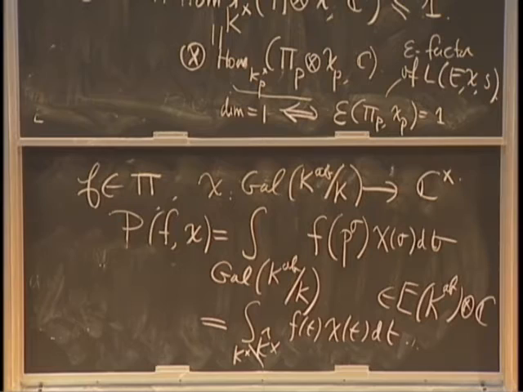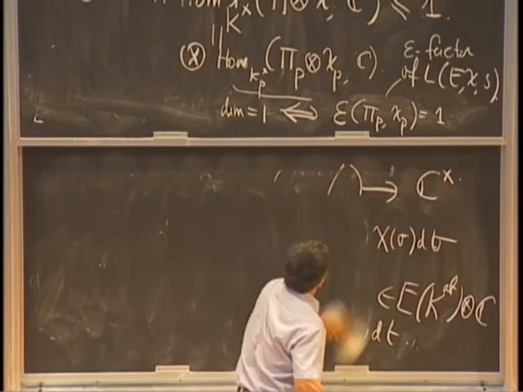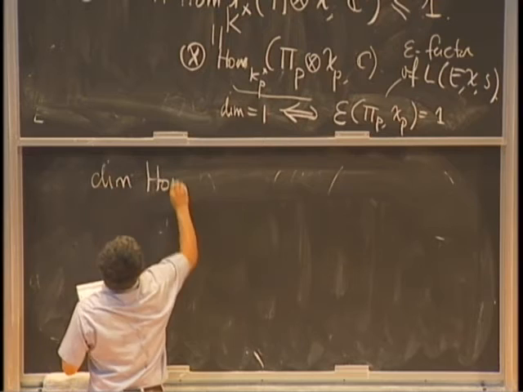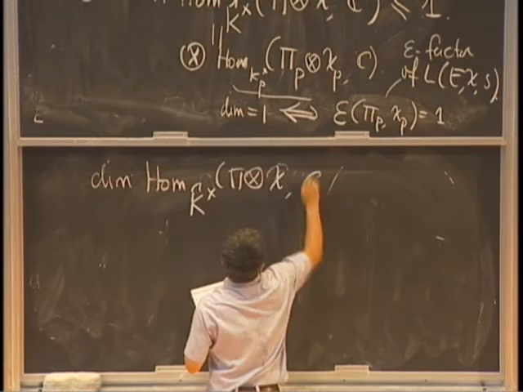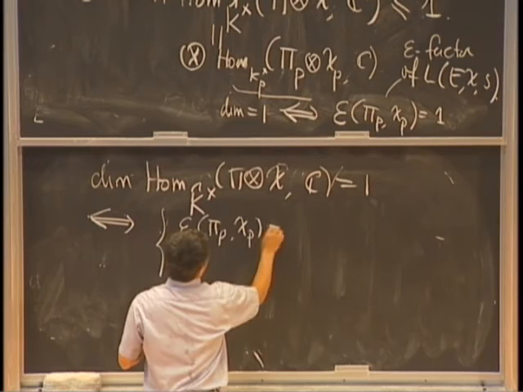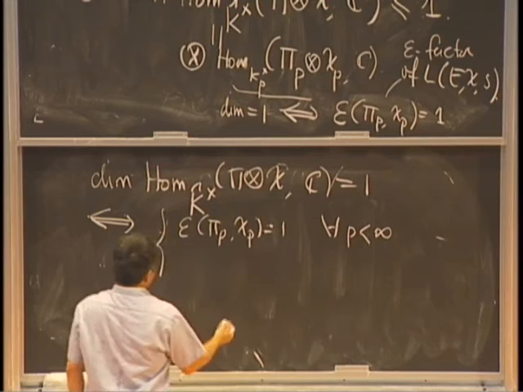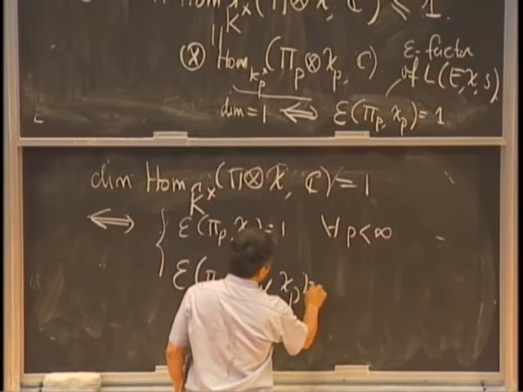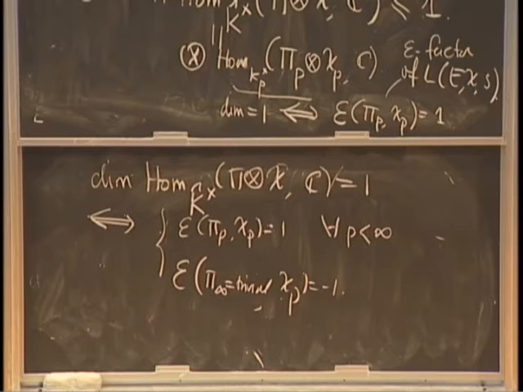So the consequence will be the following. The dimension of Hom over K hat cross of π tensor χ of C equals 1 if and only if ε(π_p, χ_p) equals 1 for all p less than infinity. But you say I forgot about π infinity. Usually for π infinity, you take the trivial representation in this part. So this one, χ_p, is always equal to negative 1. Now, I should not write this in, but it probably doesn't really matter here.